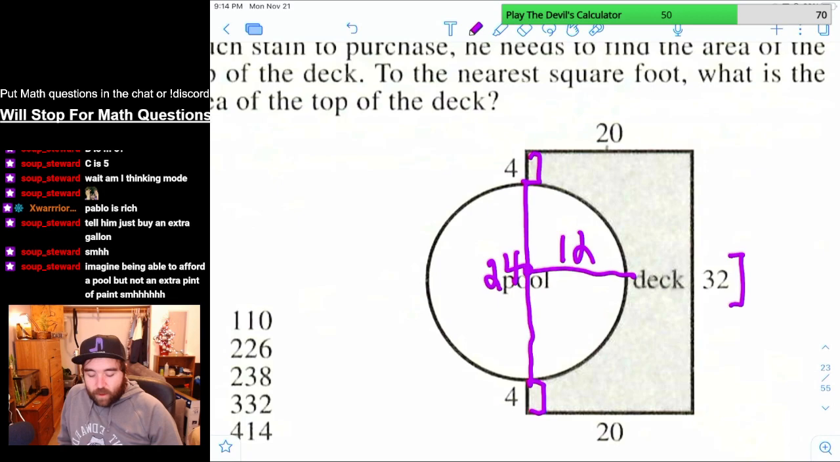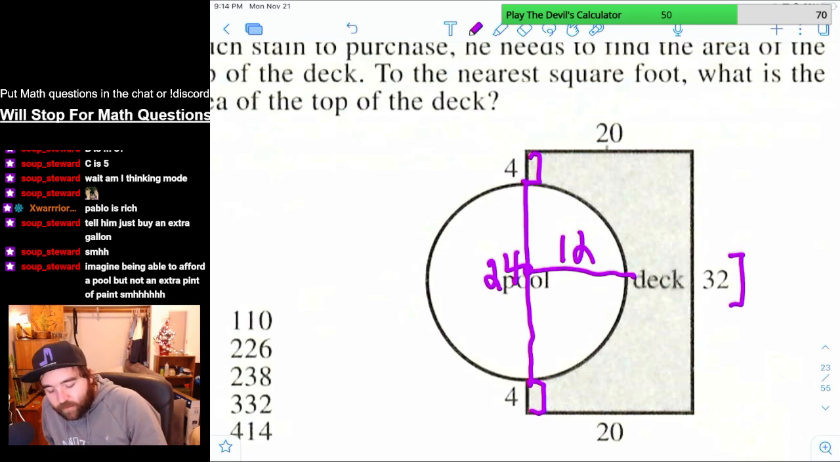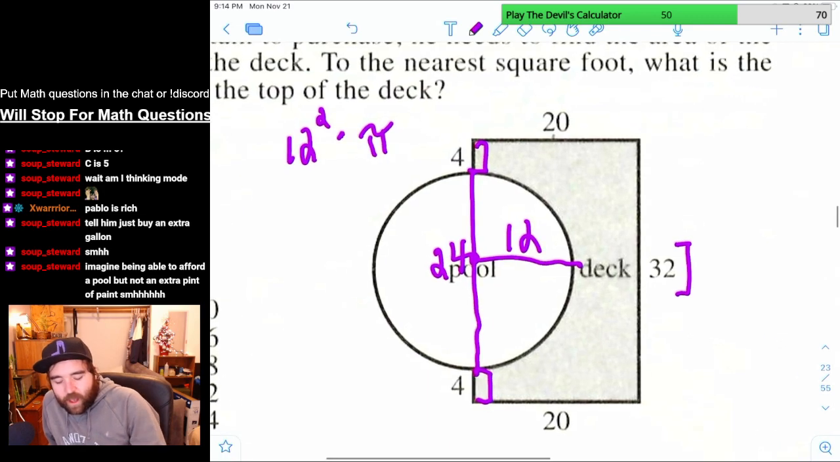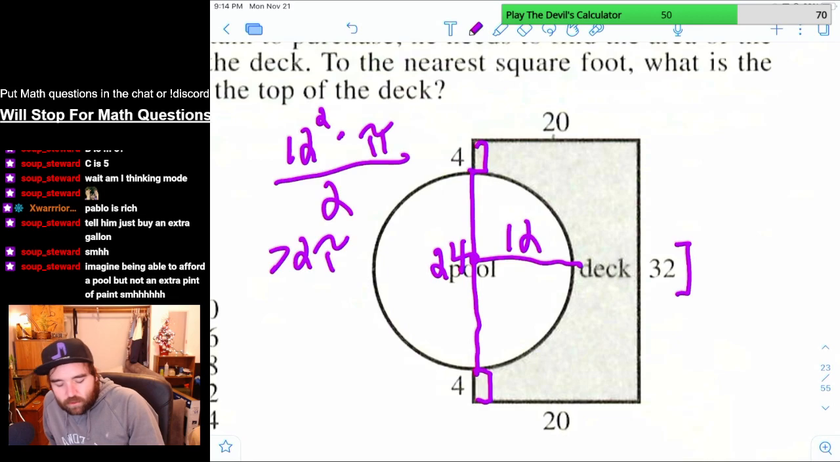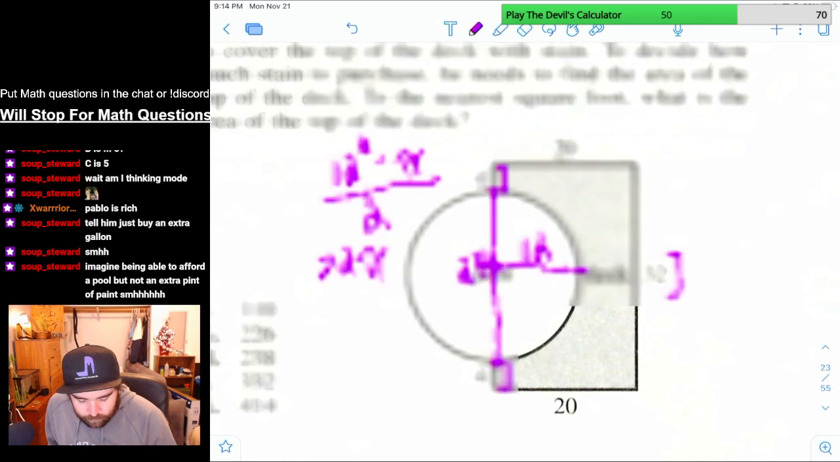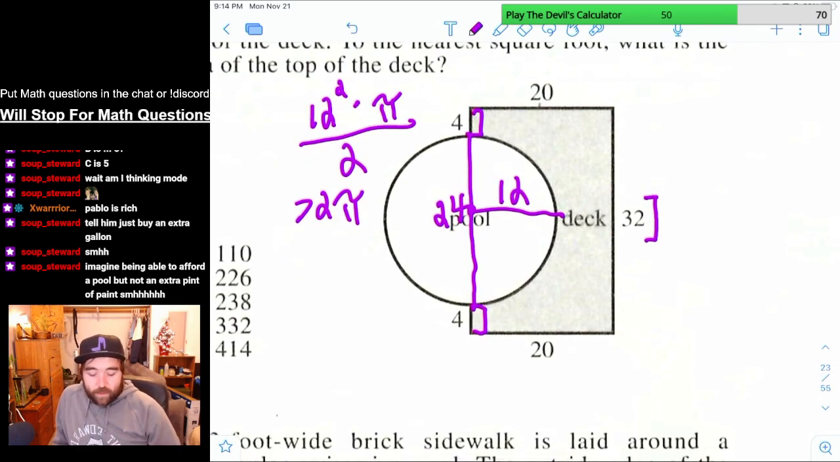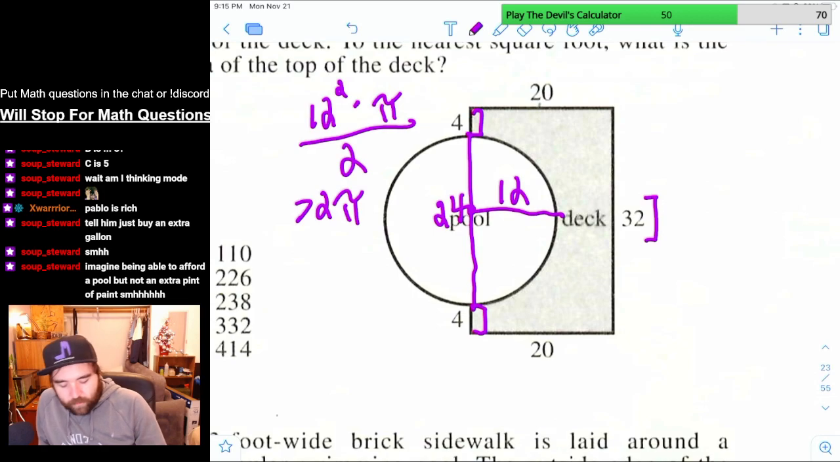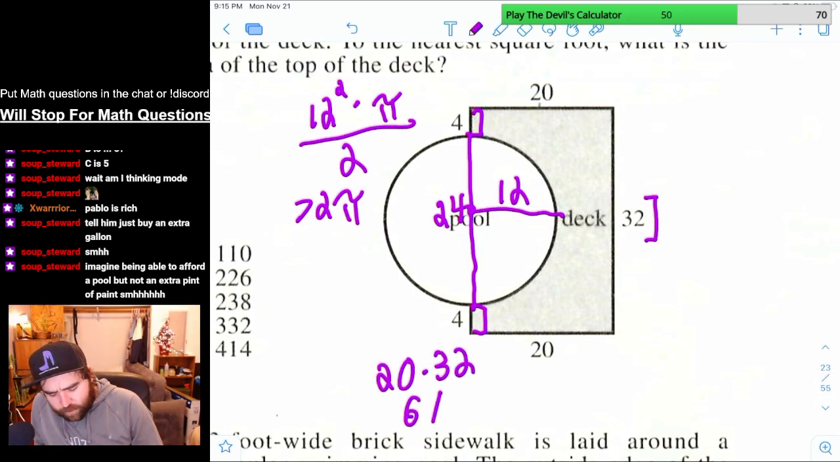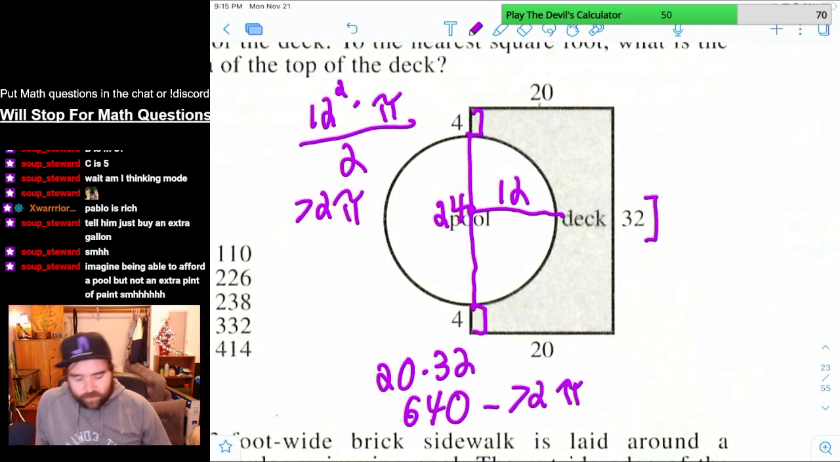So that means the area of the whole pool is 12 squared times pi, but we only want half, so we got to divide it by 2. So that's 72 pi. And then we got to find the area of the whole deck. The whole deck is just 20 times 32, right? Or the whole rectangle. So you're going to do 20 times 32, which is 640, minus 72 pi.